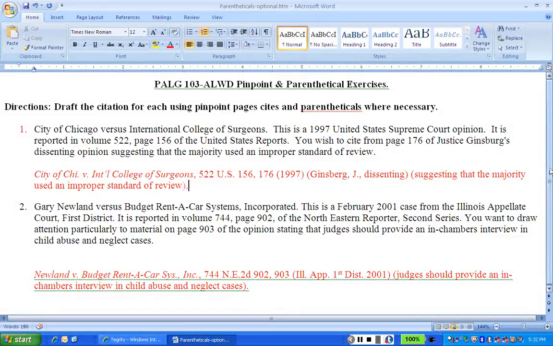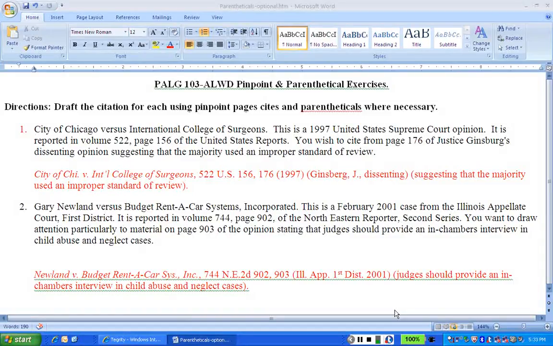Now, the second example is Gary Newland versus Budget Rent-A-Car Systems Incorporated. This is a February 2001 case from the Illinois Appellate Court, 1st District. It is reported in volume 744, page 902 of the Northeastern Reporter, 2nd series. You want to draw attention particularly to material on page 903 of the opinion stating that judges should provide an in-chambers interview in child abuse and neglect cases.